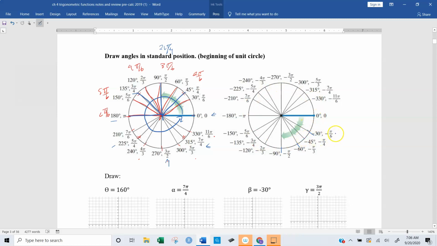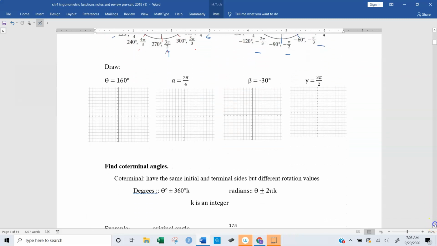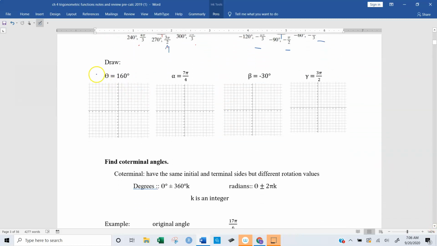And again, now we're counting backwards. 1 pi over 6, 2 pi over 6, 3 pi over 6, 4 pi over 6, 5 pi over 6, pi, and continuing around the circle. It's just which direction you're going. You need to memorize those because we're going to learn all those values of sine, cosine, and tangent at those areas. So it helps if you know your pi and your radian measurement.